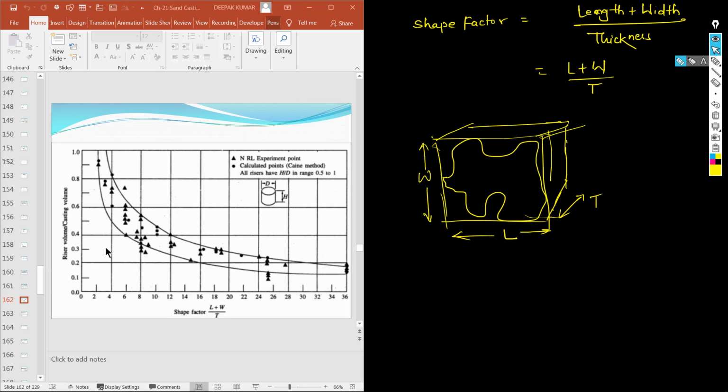It depends. By different experiments this curve has been drawn, and it has a region. If the value is coming in between this region, then we will say that the riser will solidify after the casting. So from the shape factor we can calculate the riser volume divided by casting volume. Are you getting?